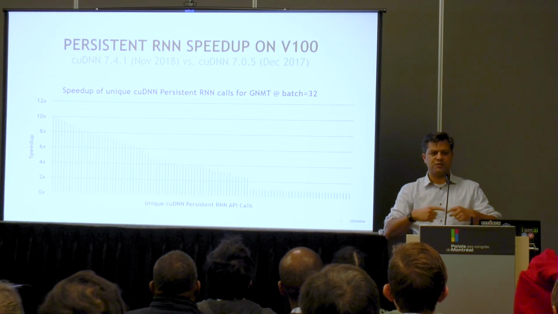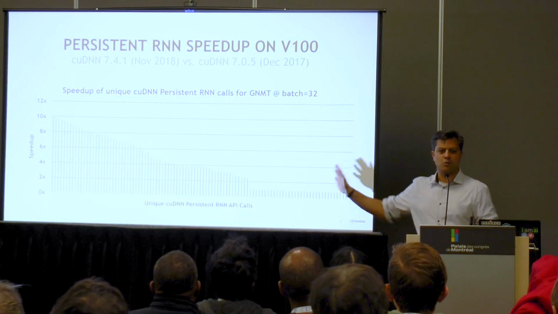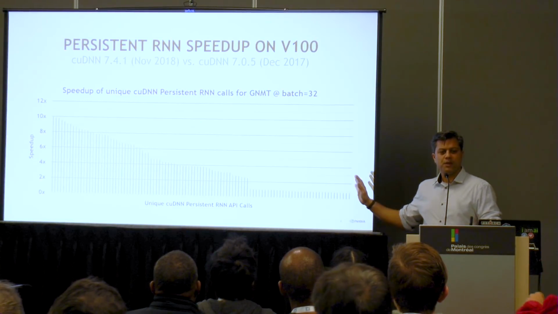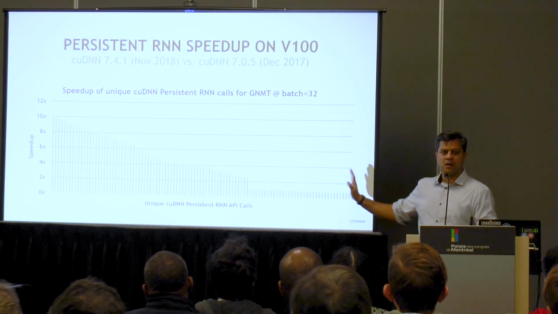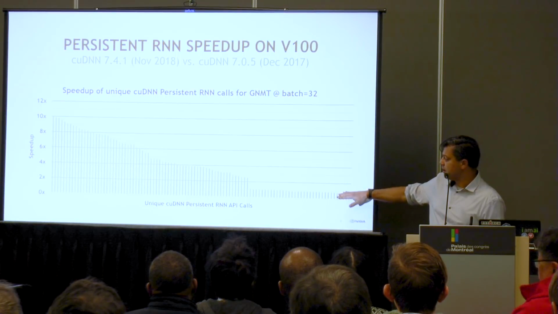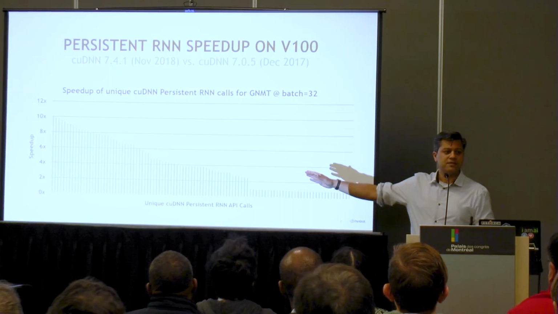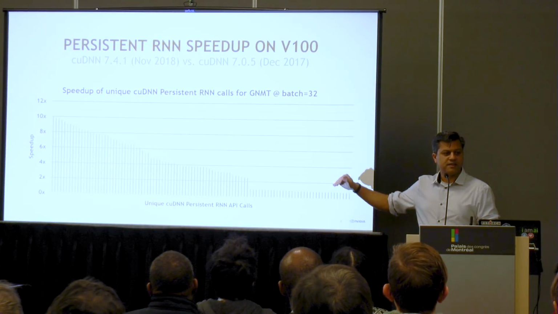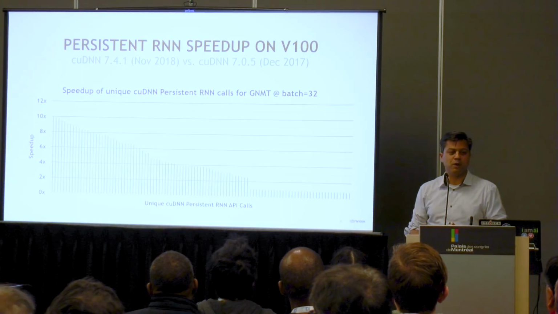And that's as you're doing the training, you're going to have different maximum sequence lengths in your batches. So that's why there's so many different calls. But the library has been optimized for a lot of these sequence lengths. And you can see again here, this line here is the 1.0x line. And you can see for many of these calls, the persistent implementation has improved performance in many multiples.